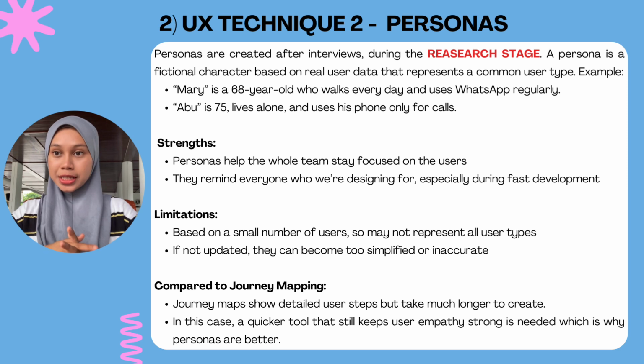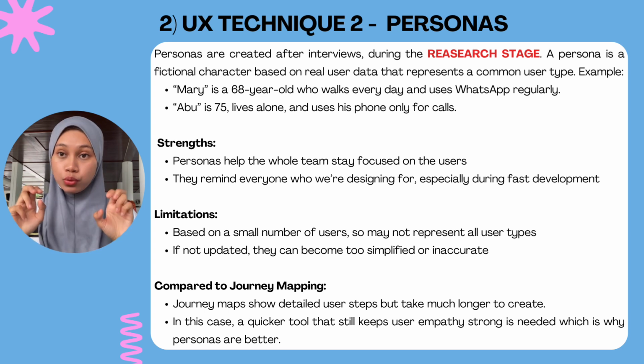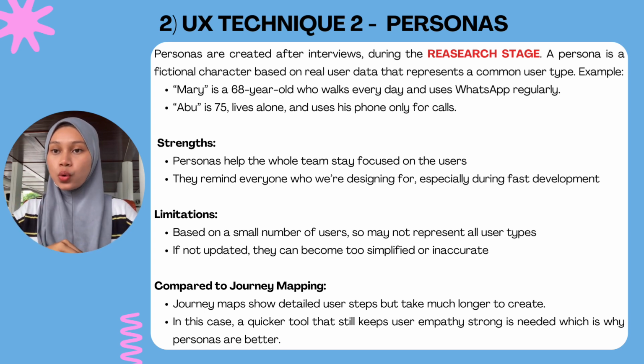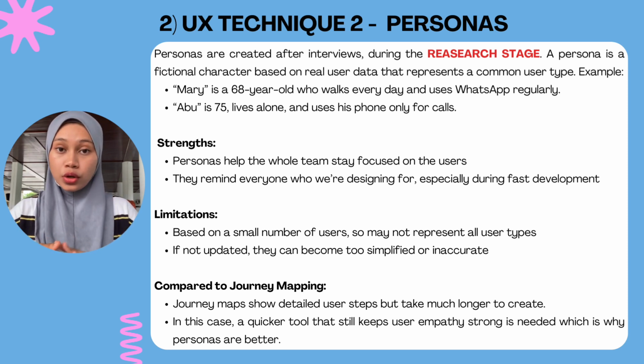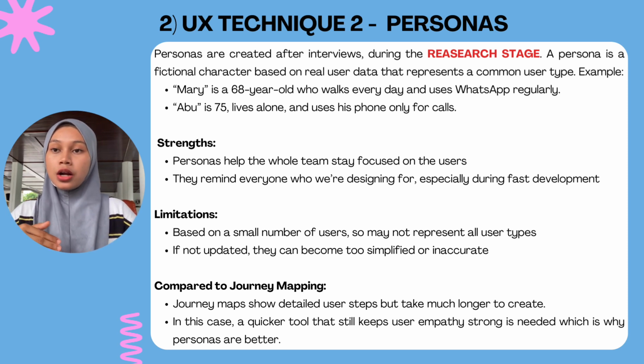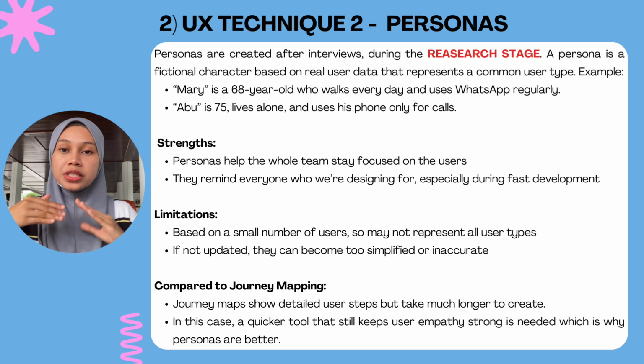Next, we use personas. These are fictional characters based on our interviews. For example, we might create Mary, a 68-year-old who is active and comfortable with technology or gadgets, or Abu, who is 75 years old and only uses his phone for calls. So personas help the team stay focused on the real users' needs. They are useful because they bring consistency to design decisions. However, they are not perfect.